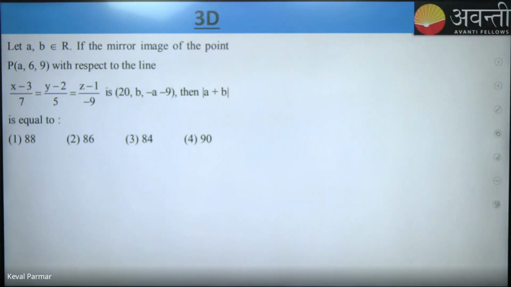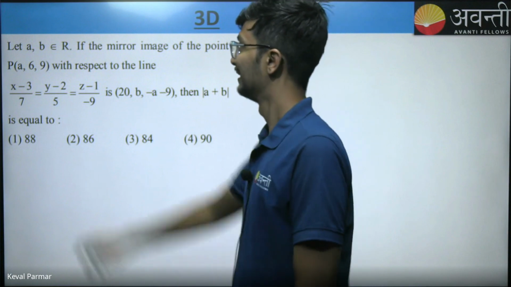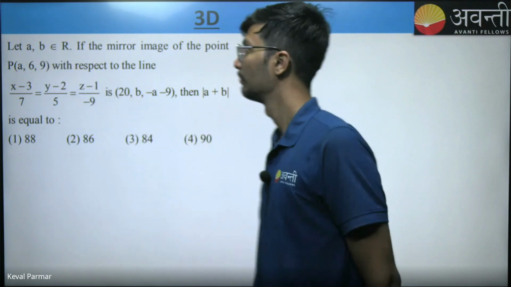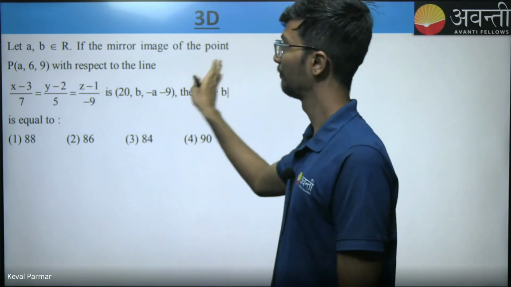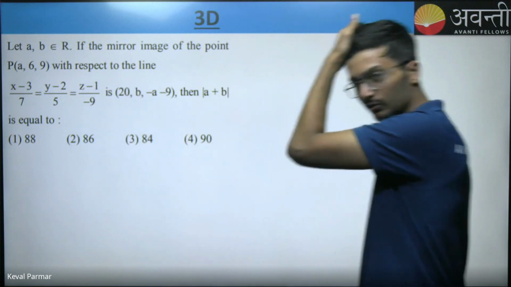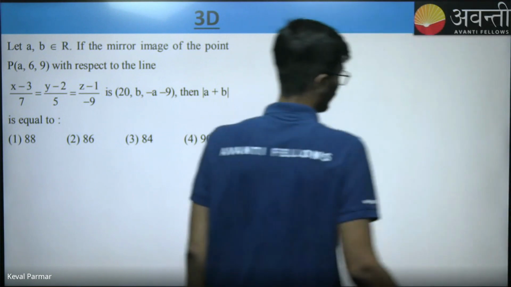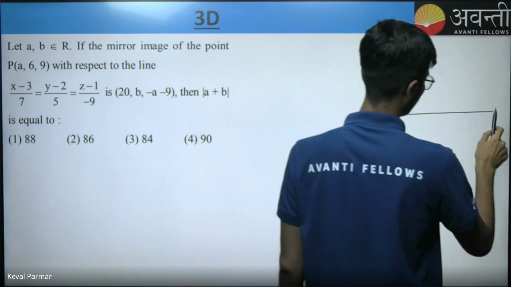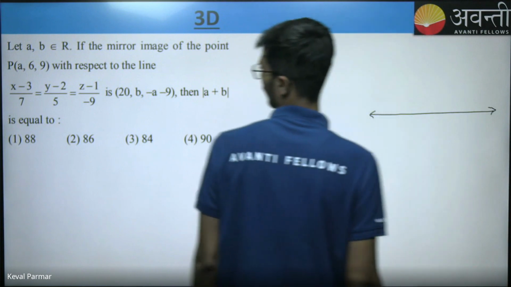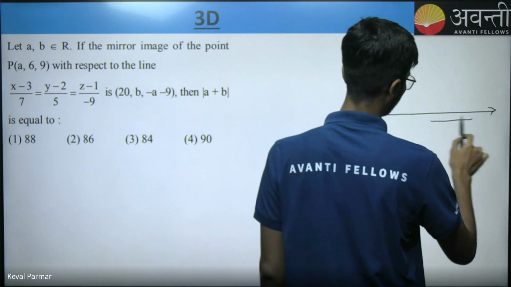Okay, this is also a good question. Let us try to interpret what is given. First, it is given A and B belong to real numbers, mirror image of the point with respect to the line. Okay, so let us try to draw a diagram here. So this is a line. Let's say this is the given line. Let us not plot the line, the equation of the line.